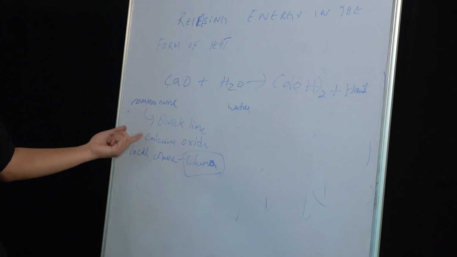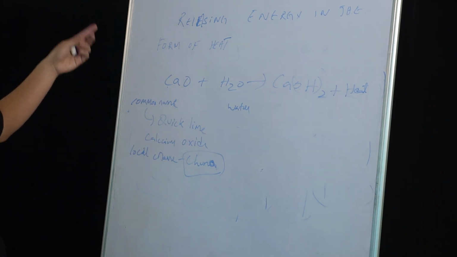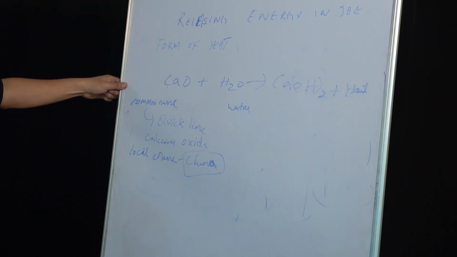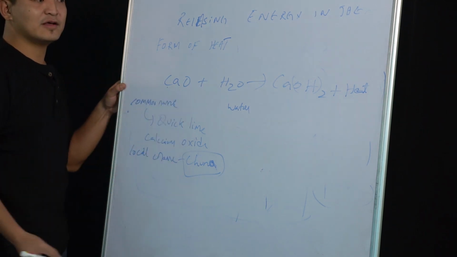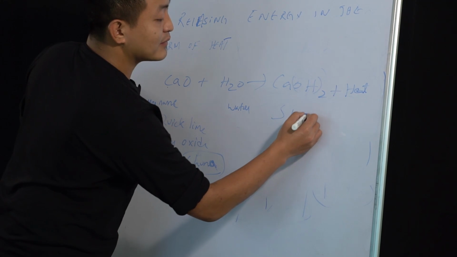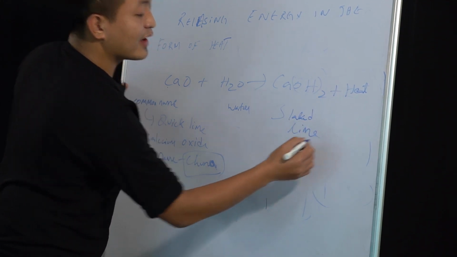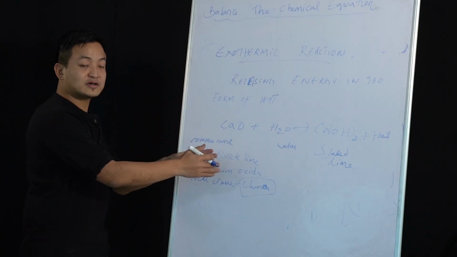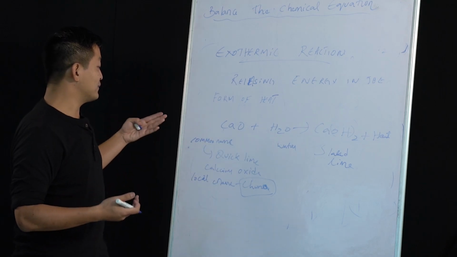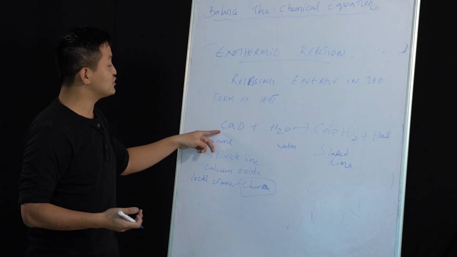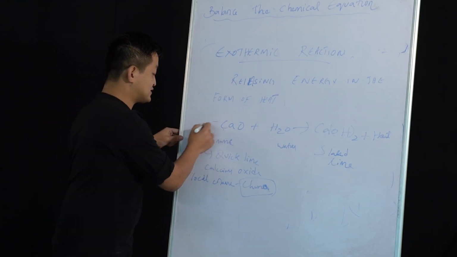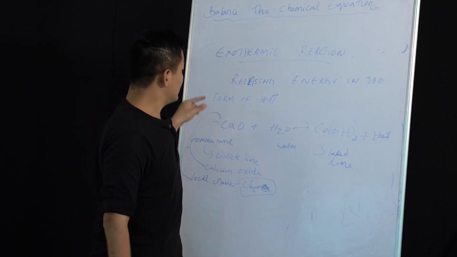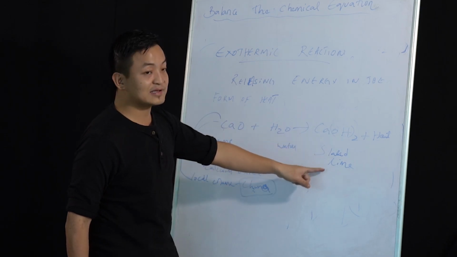So what will happen if you react water and tuna, or lime, together? If you add water to this lime, what will you get? We will get slaked lime, S-L-A-K-E-D L-I-M-E. On mixing quicklime with water, quicklime is the common name, and the chemical name is calcium oxide. CaO is calcium oxide, and the local name is tuna. So quicklime on addition with water gives slaked lime.